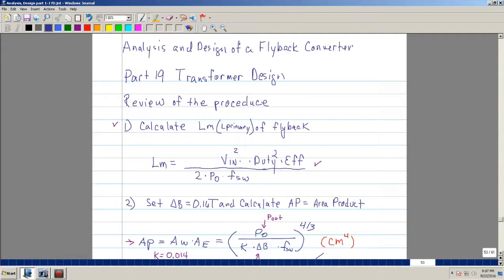Welcome to the analysis and design of a flyback converter. This is part 19, Transformer design.